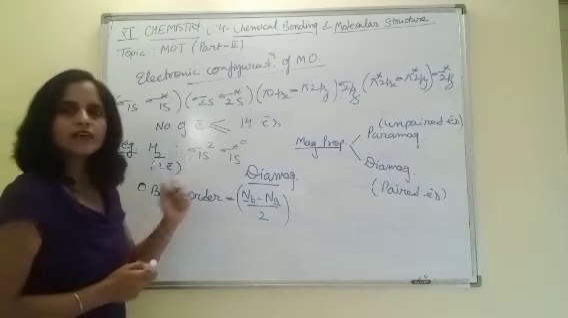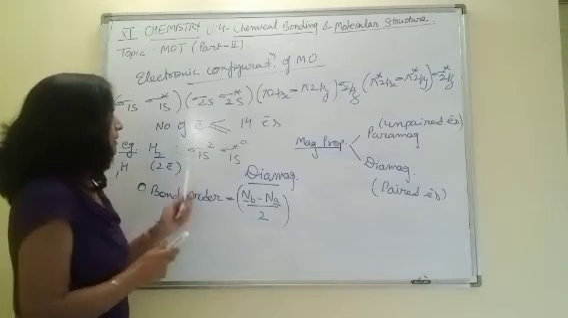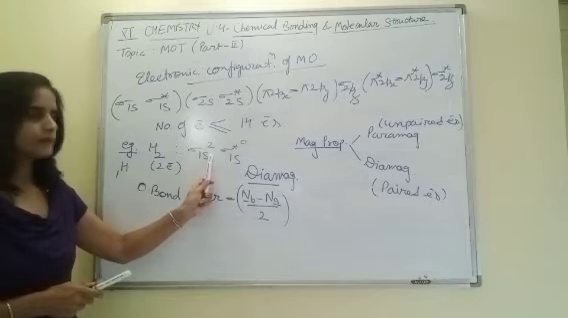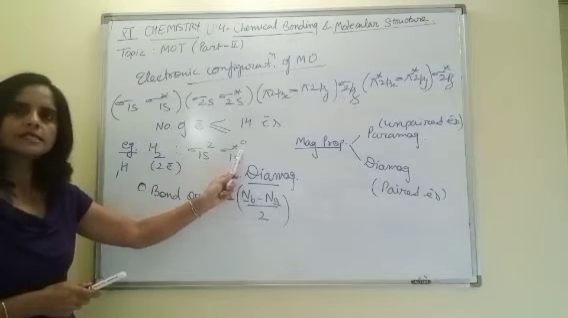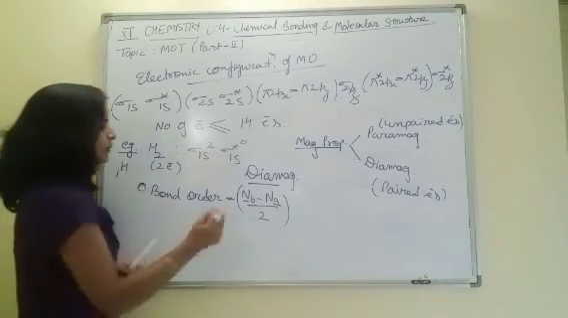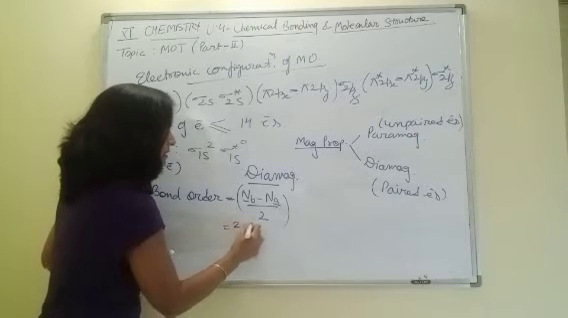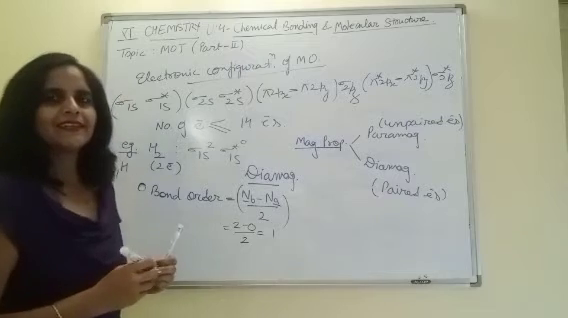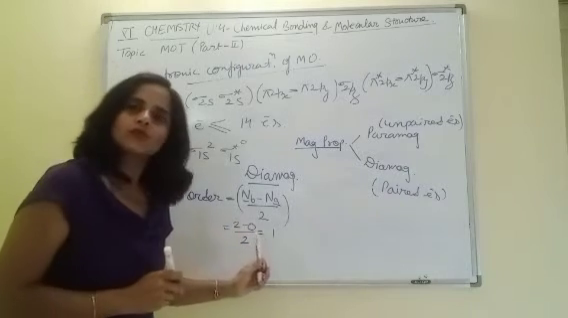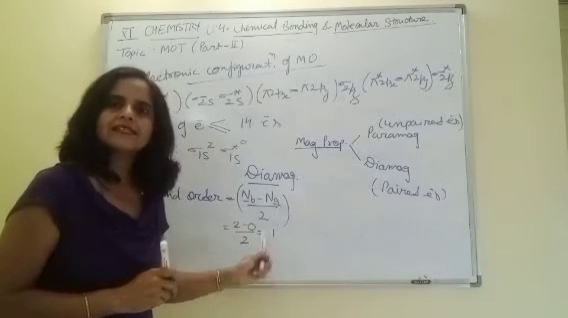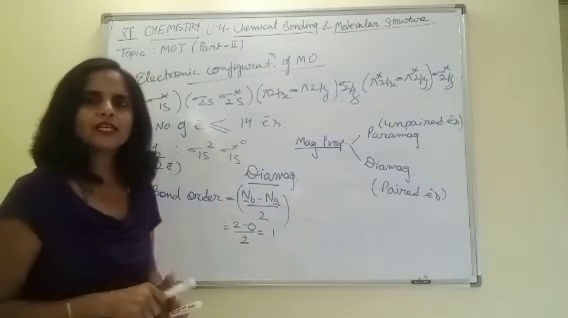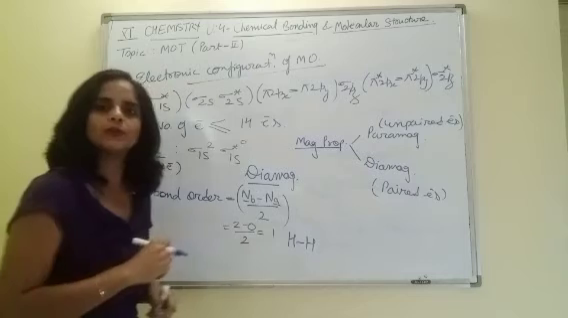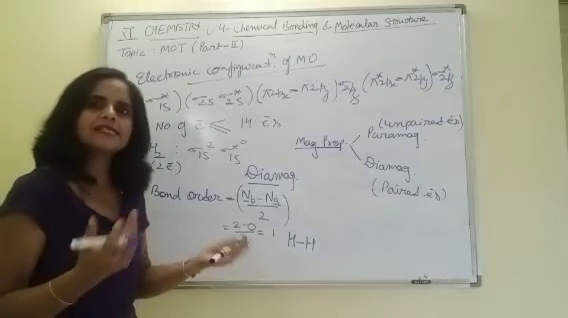Again, we discuss the case of the hydrogen molecule. How many bonding electrons does it have? 2. Clear? How many anti-bonding? 0. So, the bond order is 2 minus 0 divided by 2, and the answer would be 1. From this 1, we can say that there is a single bond between hydrogen and hydrogen. It can give the information of bonds also. 1 means a single bond is present.